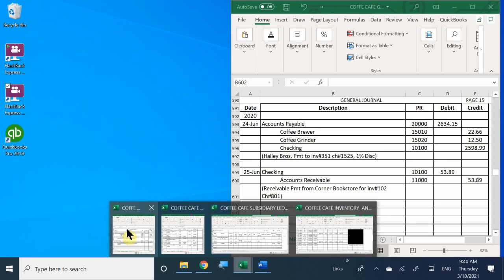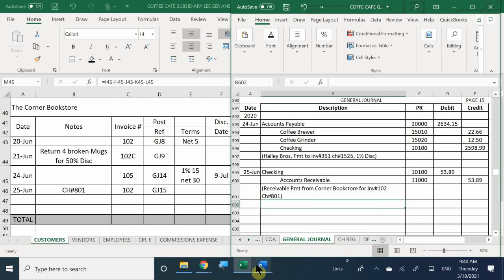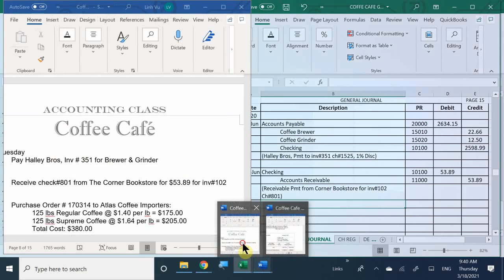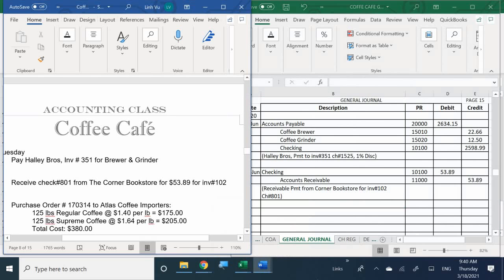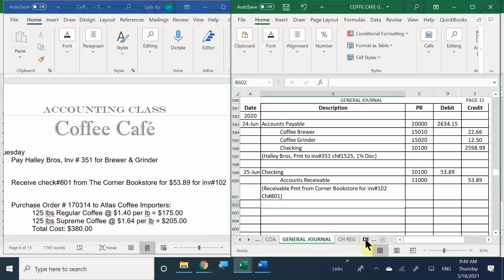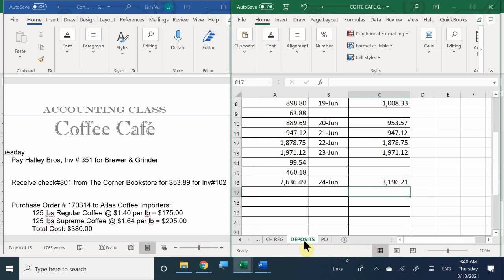What is next? Another purchase order. Wait, there's one more before. Oh, wait. Added to the deposits, yeah. Yep. For today. Mm-hmm. That we received the payment for $53.89.